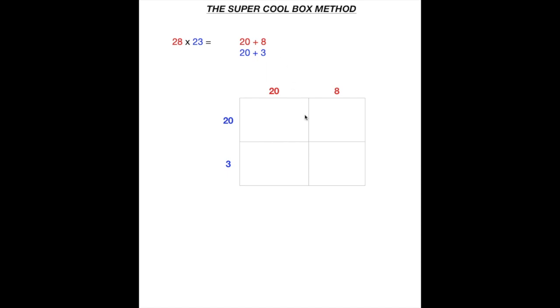Now for the box method, all you need is a box. And because we're doing 2-digit by 2-digit, our box has these 4 sections in it. We put the expanded form of 28 on one side, and it doesn't matter which side, but for this one I put it on the top, 20 and 8. The expanded form for 23, 20, and 3. So when we're done, we're going to find out what the product of 28 times 23 is. Look how easy this is. It's so cool. First, we just treat this like a multiplication table.